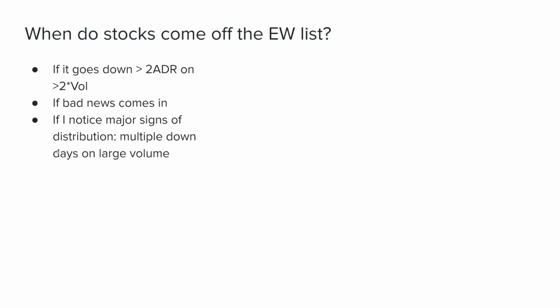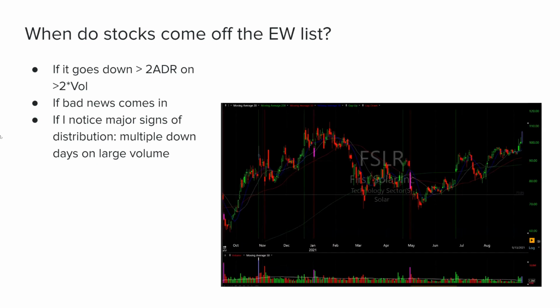Now, there are a few other reasons why I would take a stock off the earnings winners list. So if a stock goes down more than 2 ADR on more than twice the volume, then I would be likely to look at it and take it off. Or if bad news comes into the stock, again, I want to take it off the list. Or if I notice major signs of distribution, like multiple down days on large volume, then again, I would want to take that stock off the watch list. So let me give you an example.